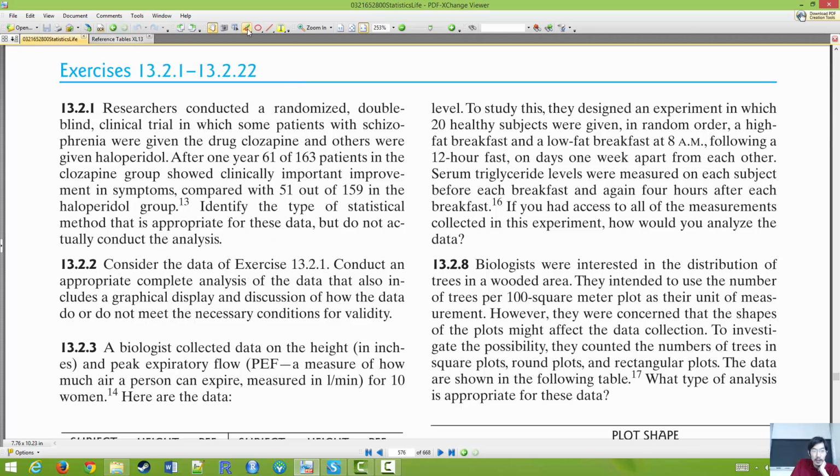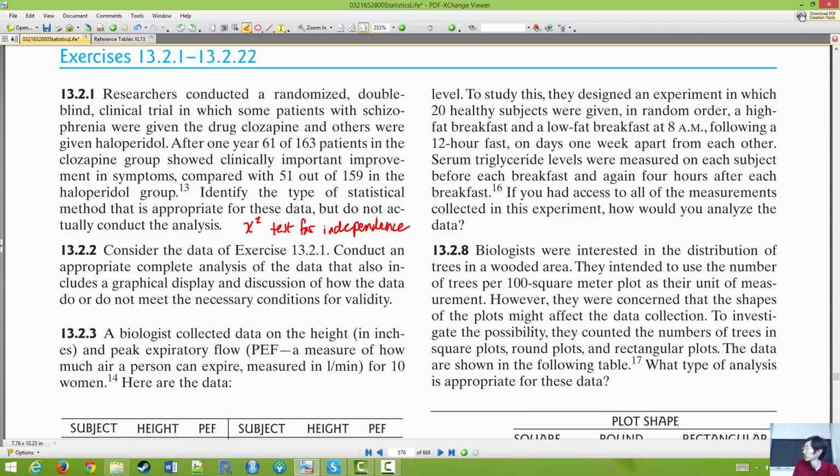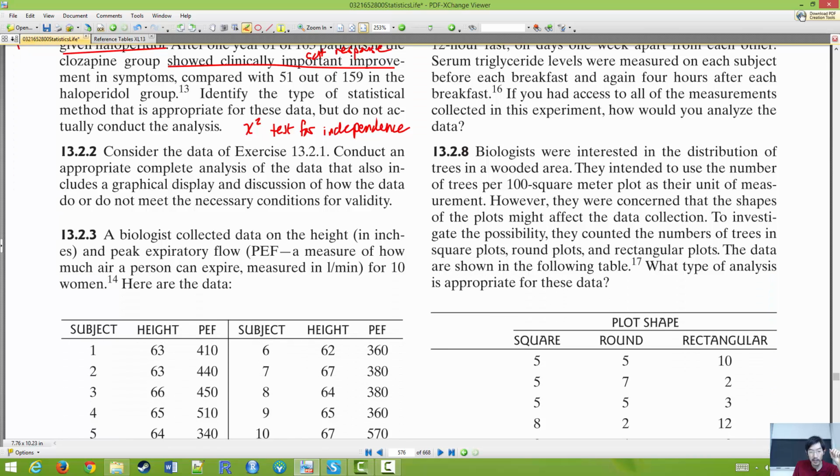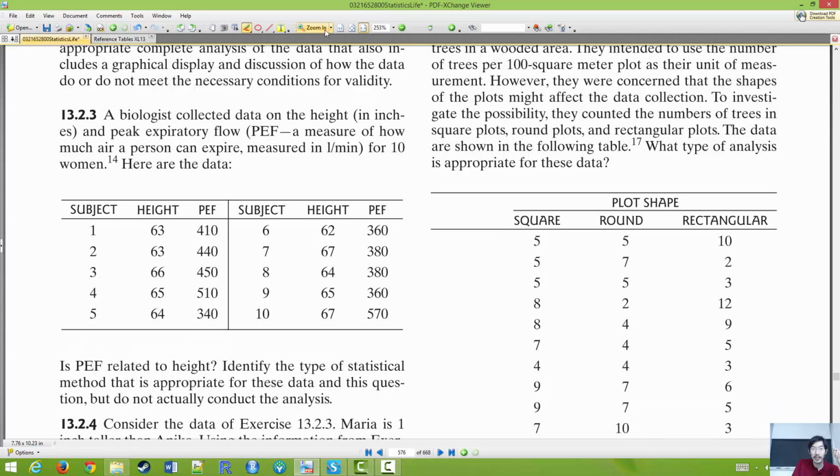Okay, so 13.2.1, we would write, this one would be chi-squared test for independence. Okay, so improvement, showed improvement. This is categorical response. And then the drug, this and this, these are categorical predictors. Okay, it's in your text on page 13.2, not page 563. Okay, I'm gonna go on to the next one here.